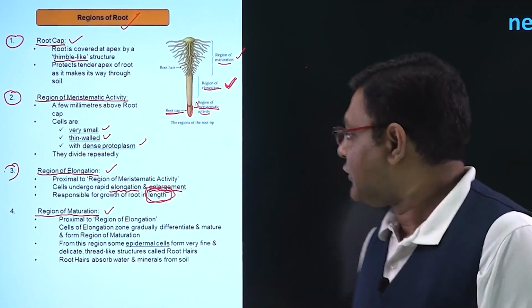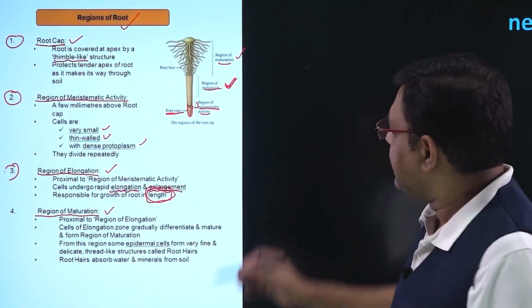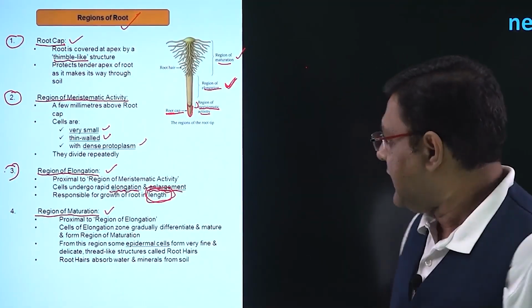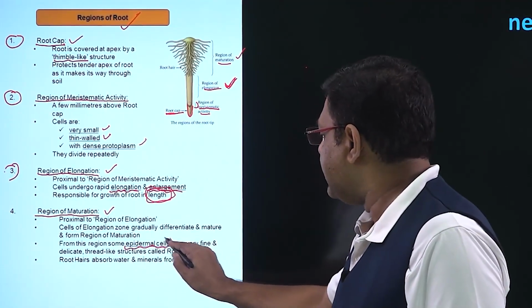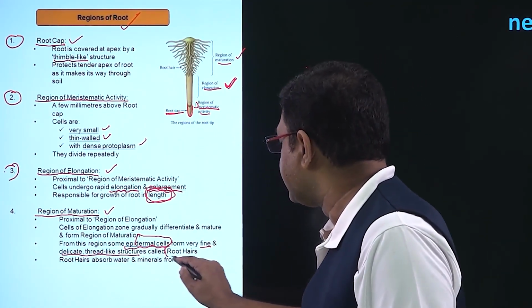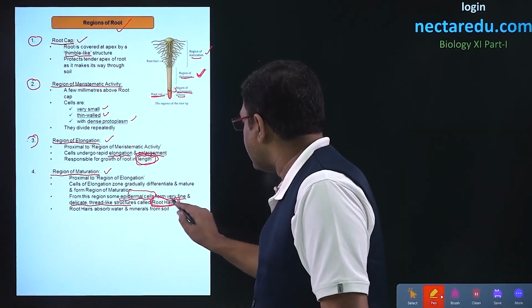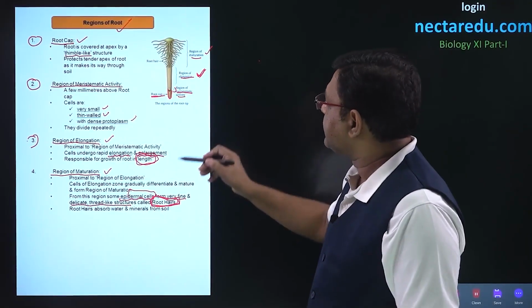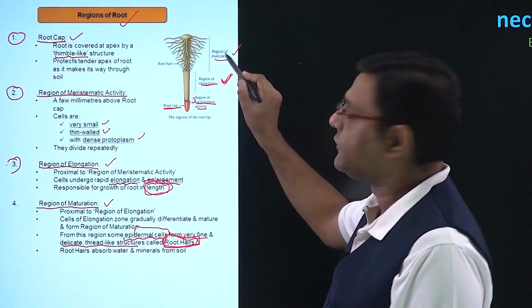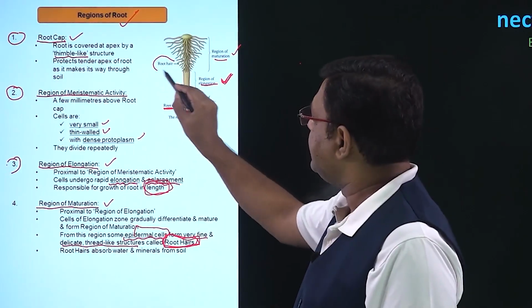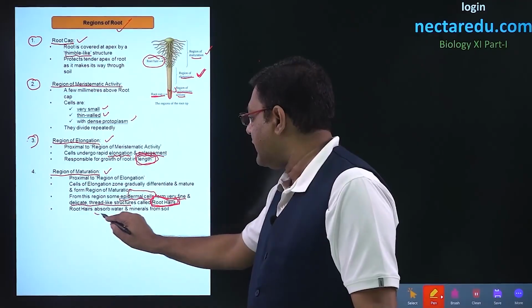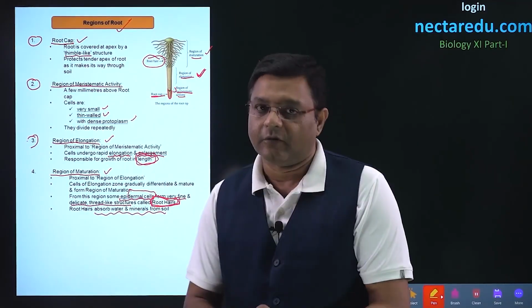One important aspect of this region of maturation is that there will be epidermal cells in this region, and these epidermal cells will form very fine, delicate thread-like structures, and these structures are called root hairs. So in this particular diagram, we can see these thread-like structures coming out from the region of maturation, and these are the root hairs. The function of root hairs obviously is to absorb water and minerals from the soil.